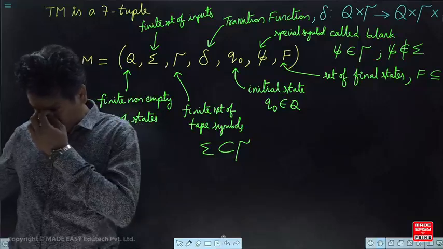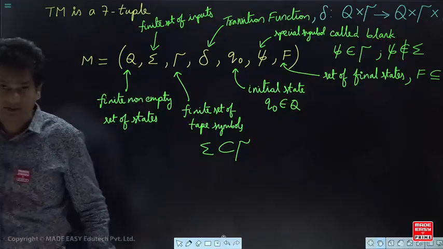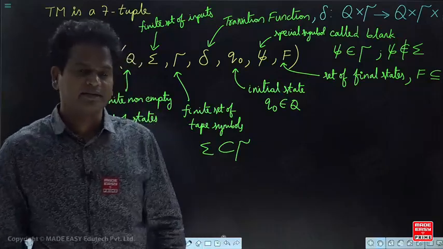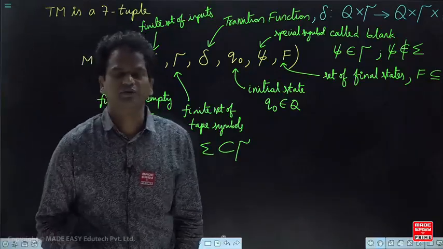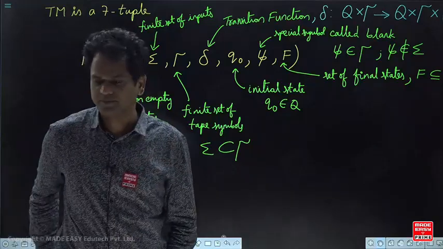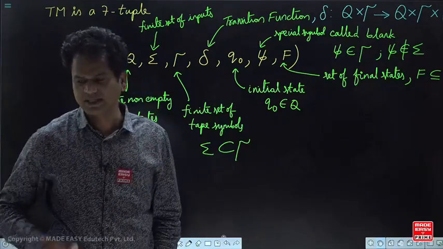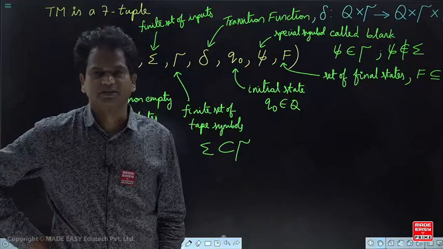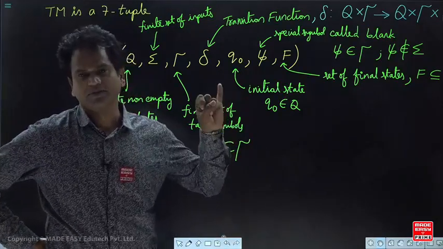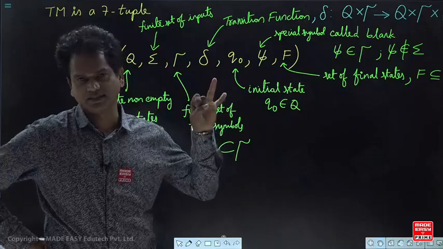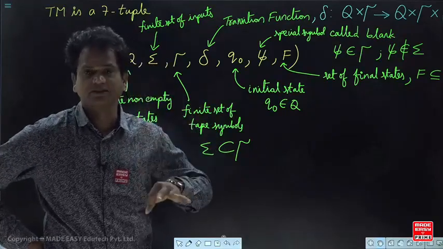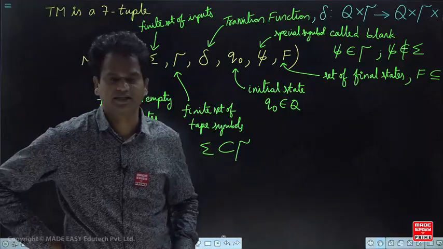Now guys, we will go for how to represent a Turing machine, and before that we will go for ID, instantaneous description, then initial ID, then representation of Turing machine. These are the topics, and one more thing, acceptance by Turing machine. What is ID, what is initial ID, how to accept the strings, then representation of Turing machine. Then we will go for the design.